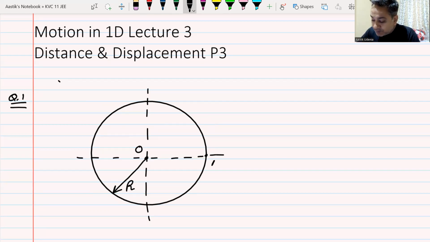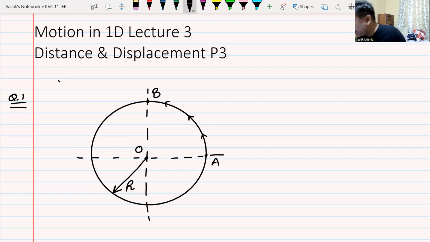A body or a man starts walking from the point A and he reaches point B. So he is traveling from A to B. Is the question clear to everyone? The question is very simple. What is the distance traveled by the man or the particle, and what is the displacement of the particle?